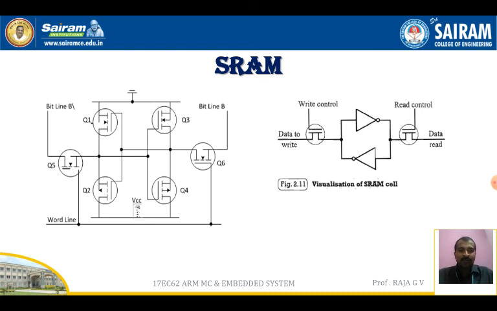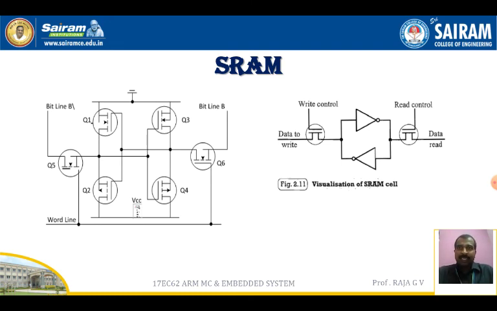On the right-hand side we have a visualization of the SRAM cell, which has the data to write, and on the right the data to read, and in between we have two inverters connected back to back, and we have a write control. So in its simpler form, it can be visualized as two cross-coupled inverters with the read-write control through transistors.